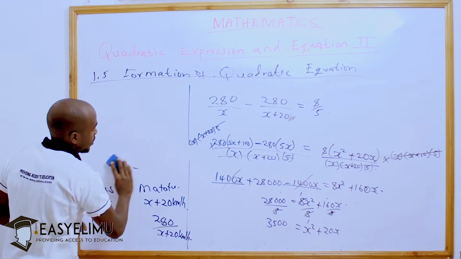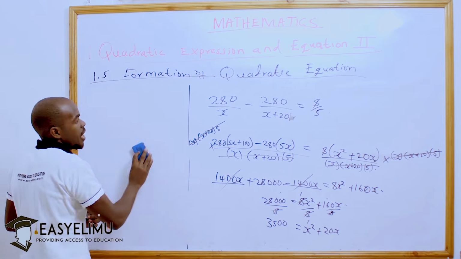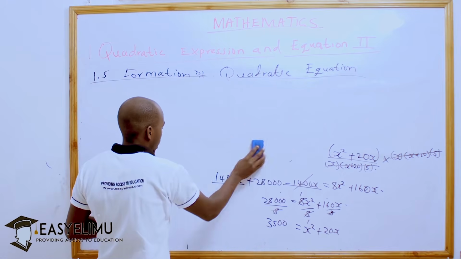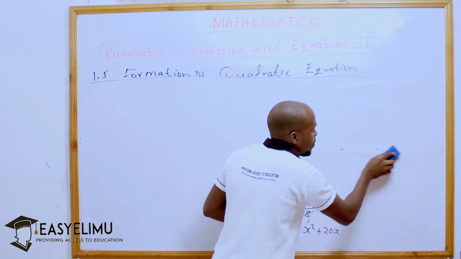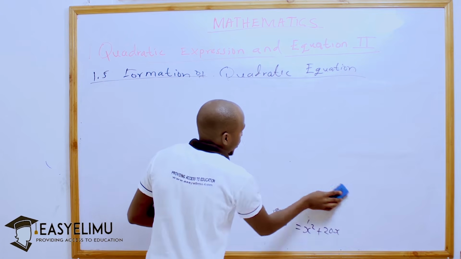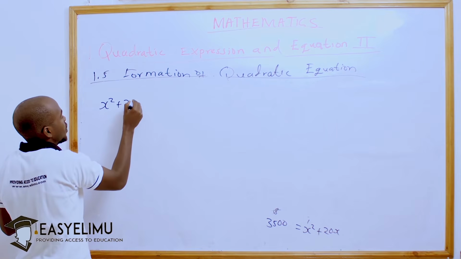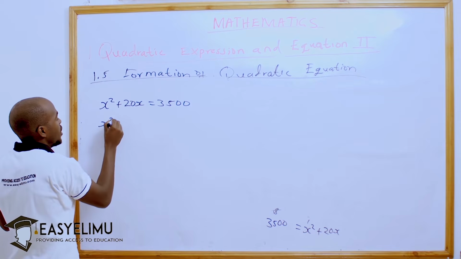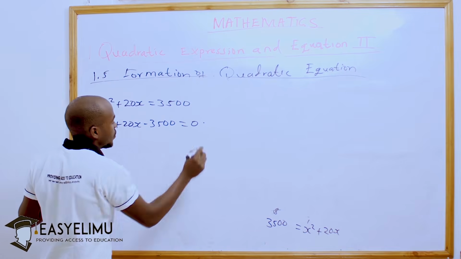So from that given problem, we have found a quadratic equation which we shall use to solve the value of x, and that x represents the speed of the bus, and from that we can still identify the speed of the matatu. Now from that equation we have x squared plus 20x equals 3,500. We can still make it to be x squared plus 20x minus 3,500 equals 0.